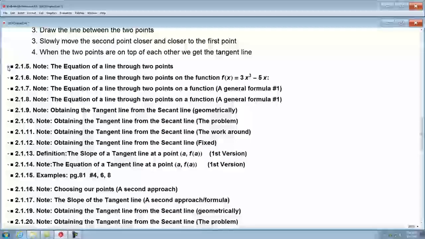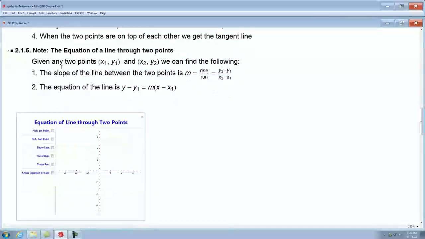All right, before we begin, we need to recall how to find the equation of a line through 2 points. So given any 2 points, (x1, y1) and (x2, y2), we can find the following. First of all, if you're given 2 points, you can find the slope of the line between the 2 points using the old formula from college algebra, rise over run. It's the difference of your y coordinates divided by the difference of your x coordinates.